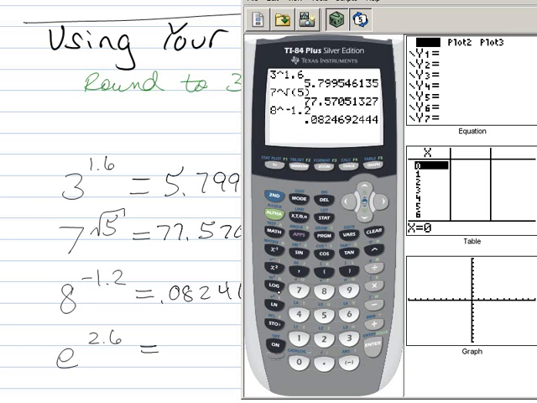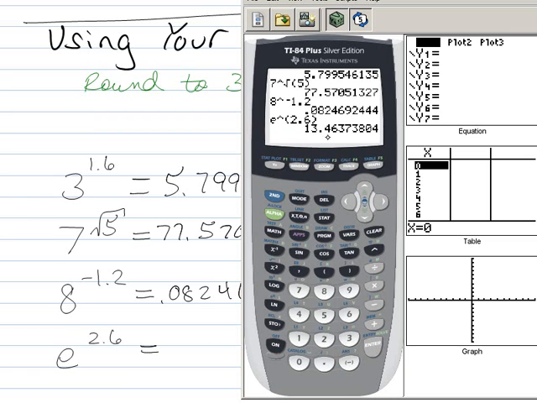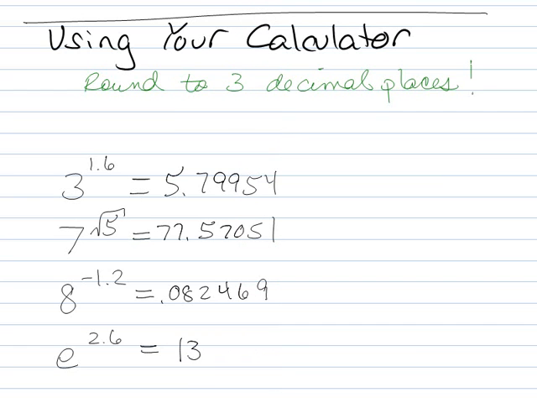So I'm going to go second, E to the X. Notice it already puts the caret and the open parenthesis in there for you. It's kind of nice. So I'm going to go E to the 2.6 and close off my parenthesis and enter. So we've got 13.46373. Right, now I'm going to do the rounding.